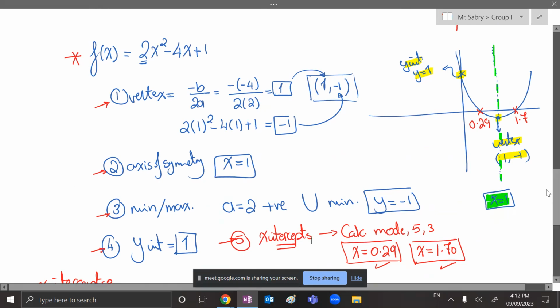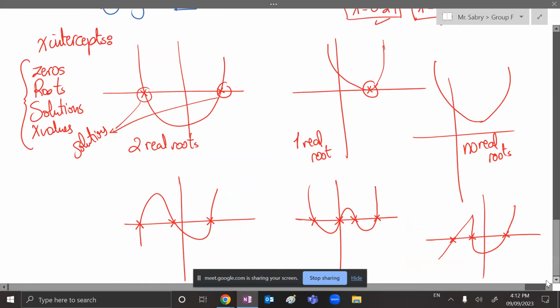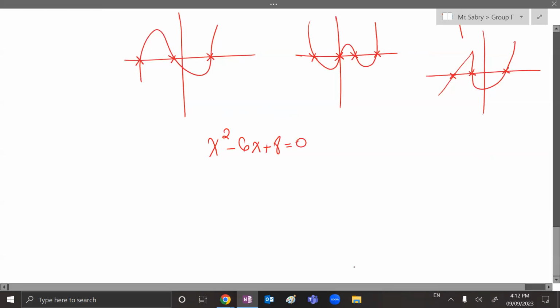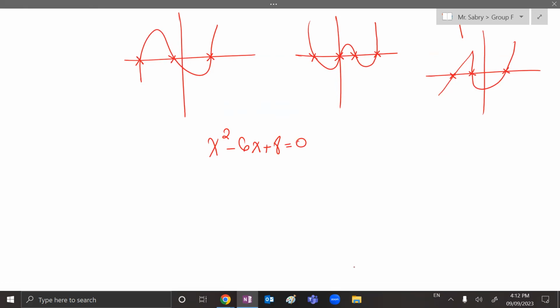Okay? Is there any other way to do the x-intercepts without the calculator? Yes, there are actually 2 other methods. One is mental math, and the other is basically using a formula. Okay? The formula is long. I'm sorry?